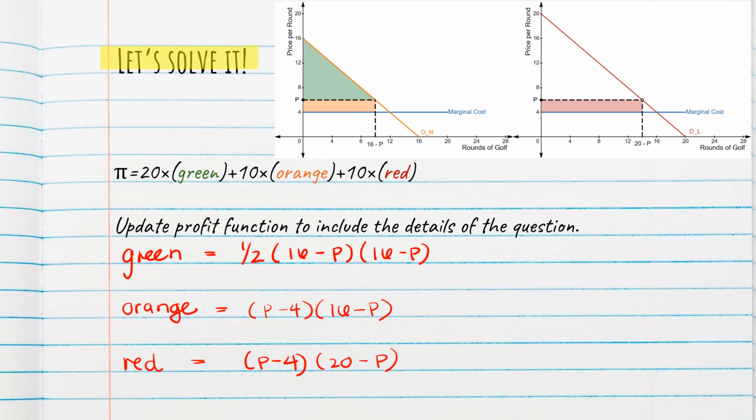Just so we're clear, where does that 20 minus P come from? We've sort of picked this P that we're searching for, and we know that at a price of P, quantity demanded in the local market is 20 minus P, and we know that because that's the structure of the demand curve. It's Q equals 20 minus P.